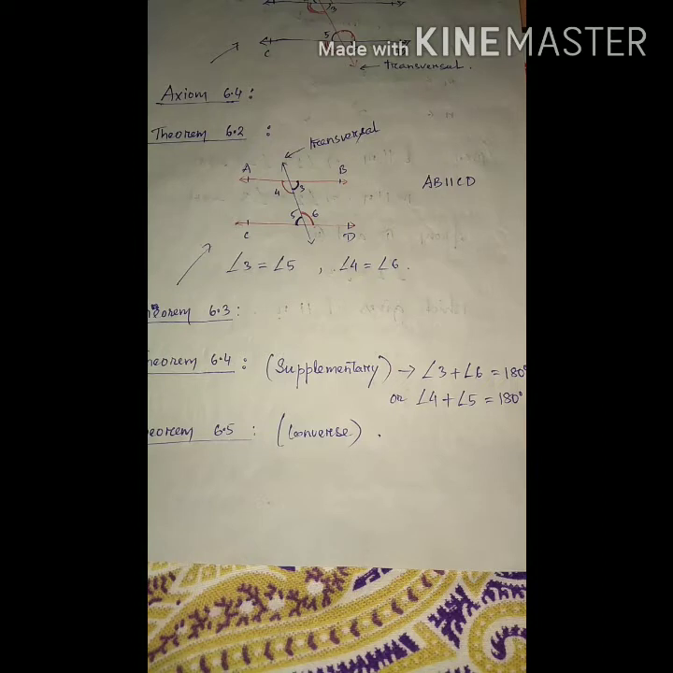Is it clear? In theorem 6.4 what we get is, if the interior angles are on the same side, then the sum of these two angles is always supplementary. Supplementary means 180 degrees, and 6.5 is the converse of 6.4. Is it clear? So all the statements are given in your book on page number 100. You can see there. Is it clear?